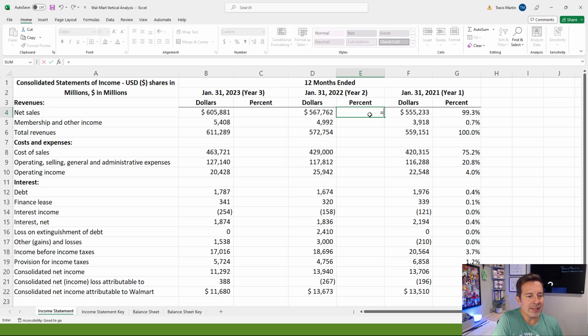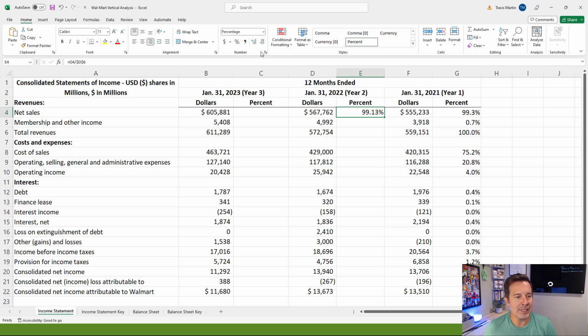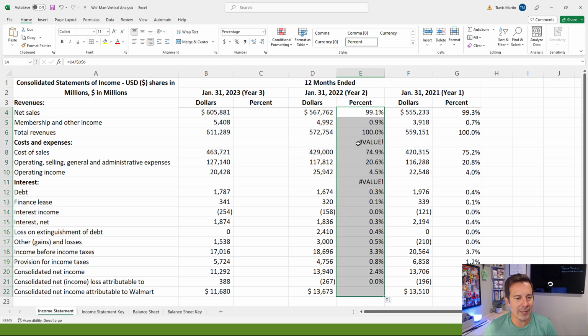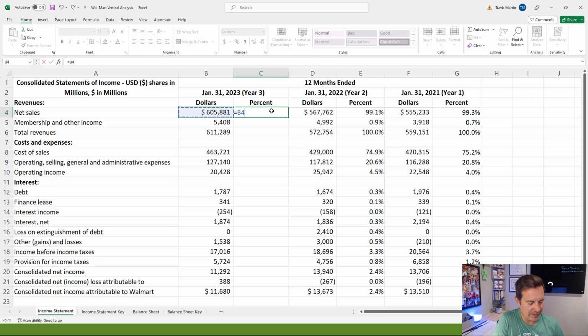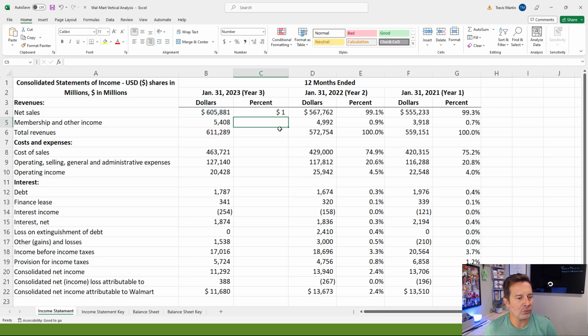So again, we're taking every line on that income statement, we're dividing it by total revenue. Make it a percent. No need to multiply by 100. If we have Excel, we can just make it a percent format. And then finally, dividing every line in the year by total revenue. Make it a percent.